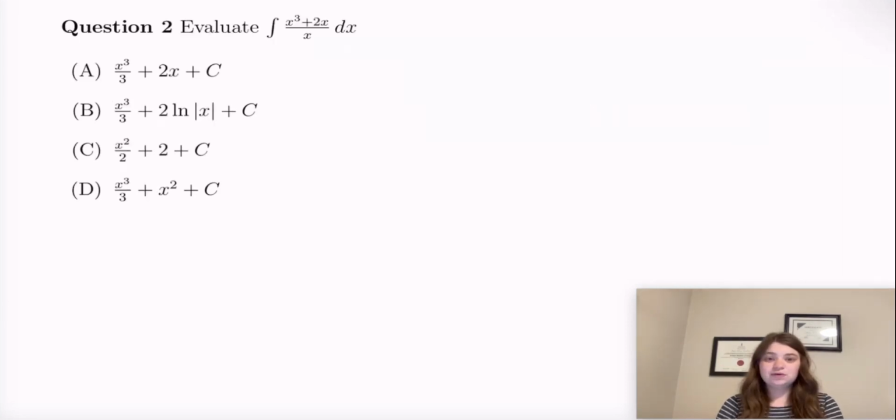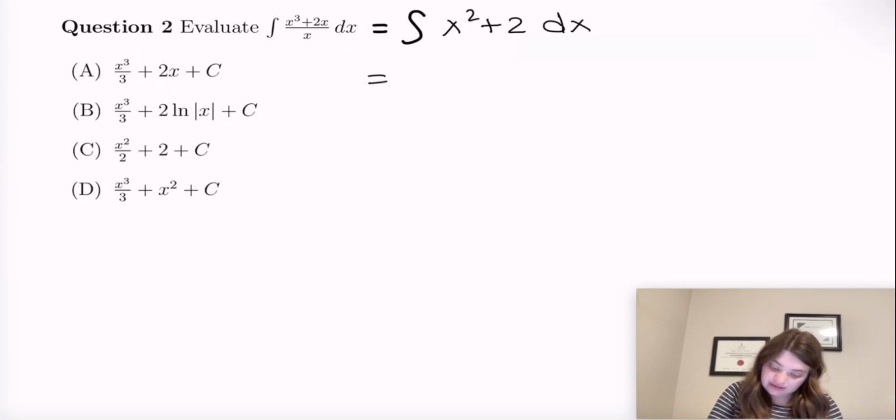All right, so for this one, the only difference looks like we are dividing by x. Luckily, though, we can actually cancel out an x from both of the terms in the numerator to simplify this. So I'm going to simplify this to the integral of x squared plus 2. Then to take, I said the derivative, I meant the integral, the indefinite integral.